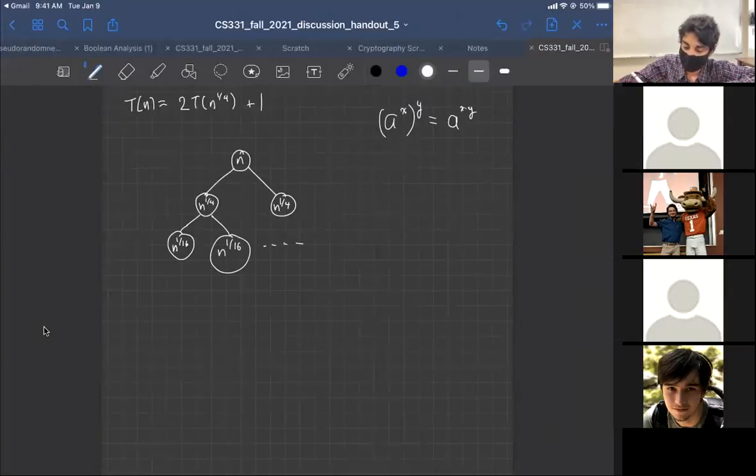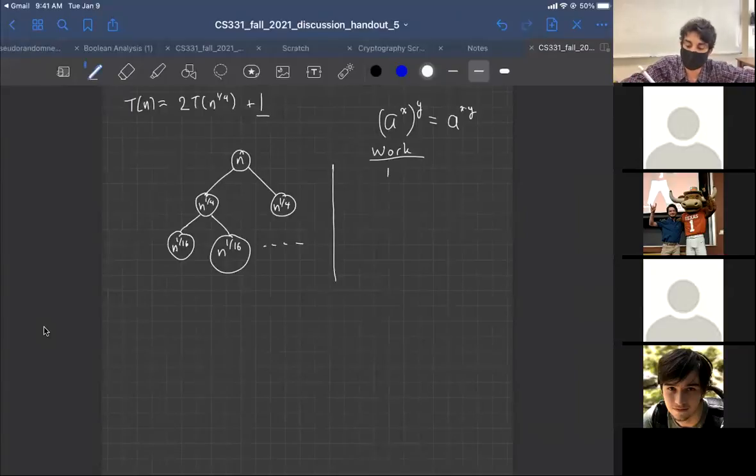Okay. Now, let's calculate the amount of work done at each level. What work is done at this level? Well, you notice that the conquer step does not depend on the size of the subproblem. It just takes constant time to conquer the subproblem. So the amount of work done here is 1 step of work, right? Because there's only 1 subproblem and it takes constant time.